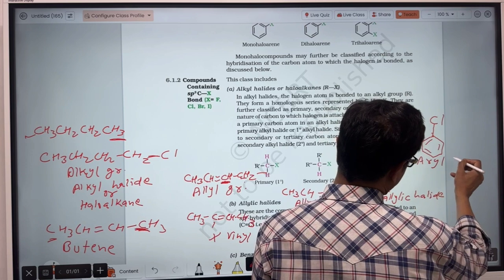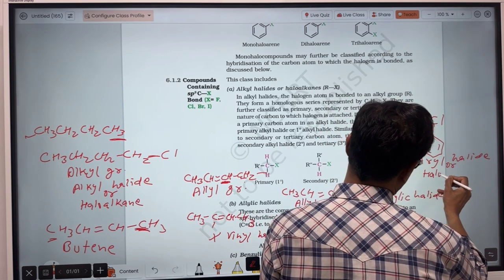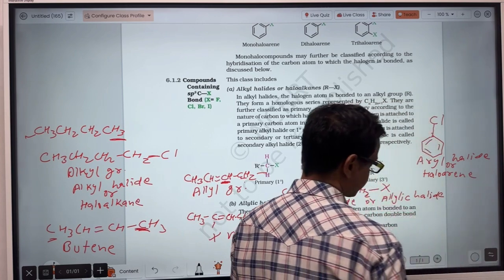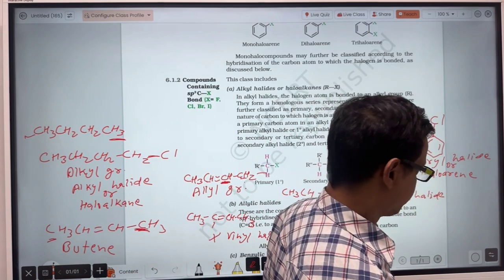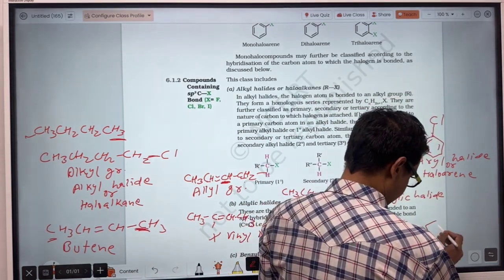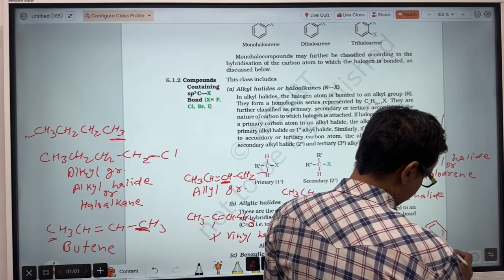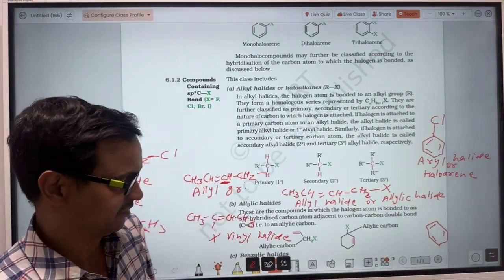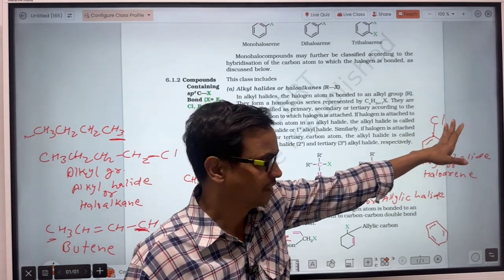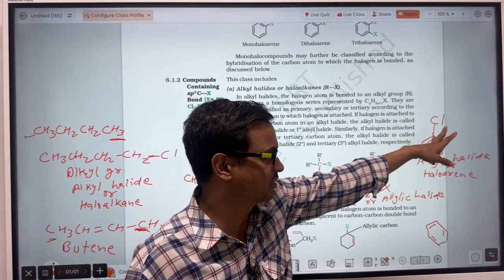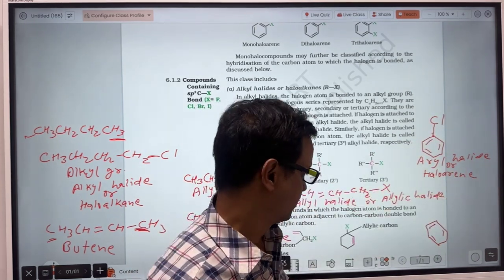So it will be called aryl halide or haloarene. Here the halogen is doing bond formation with the carbon of benzene, that means the halogen is directly bonded to the benzene, then it is called aryl halide or haloarene.